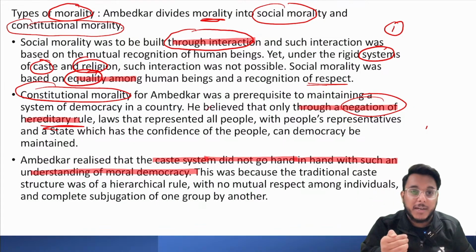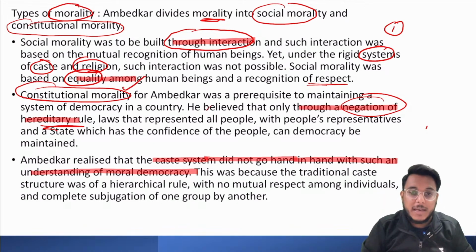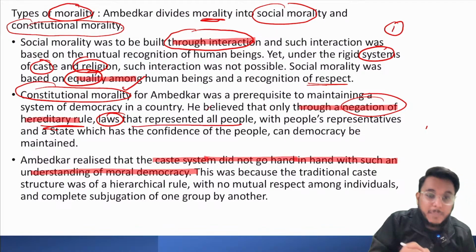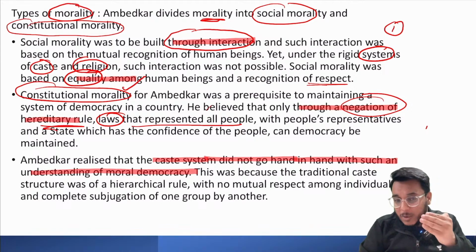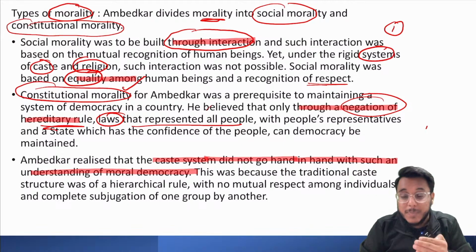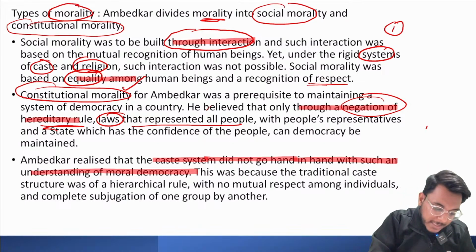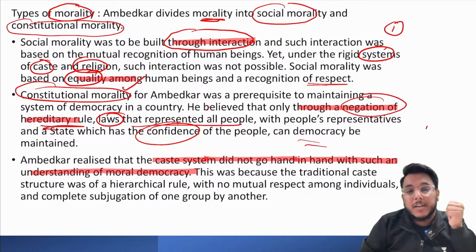This is the spirit of democracy, and negating such hierarchy is constitutional morality as per Dr. B.R. Ambedkar. Dr. B.R. Ambedkar provided that the laws should represent all the people. Constitutional morality means that the constitutional spirit should be such that it respects every person's equal importance. It means that the people should have confidence in the state, and the state should have confidence in the people.